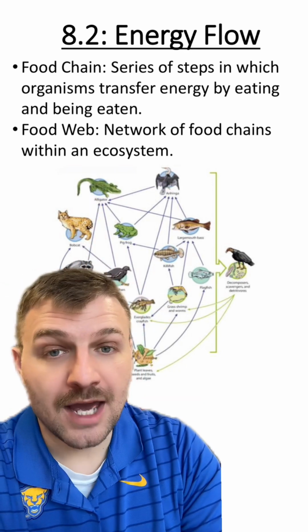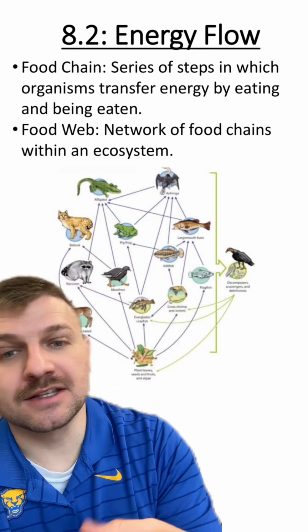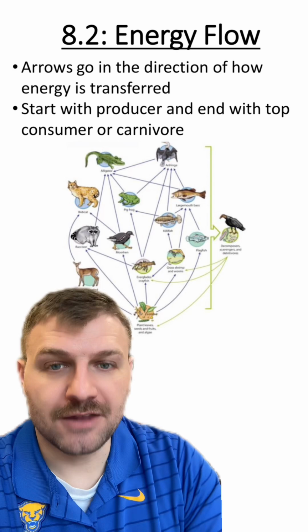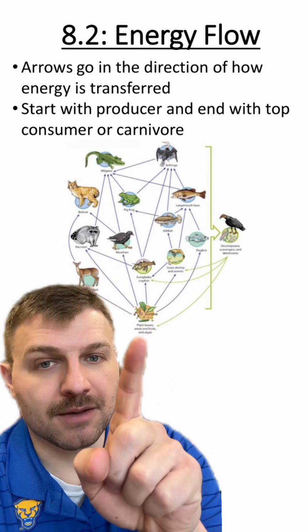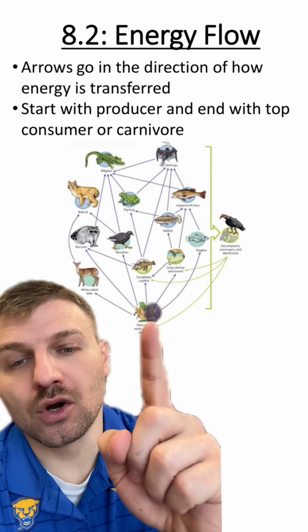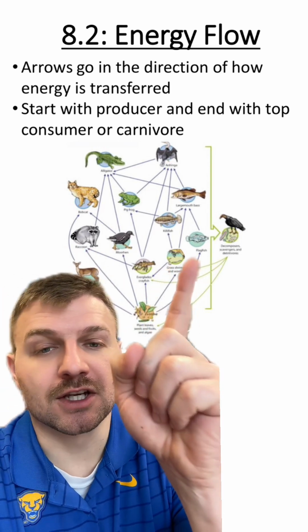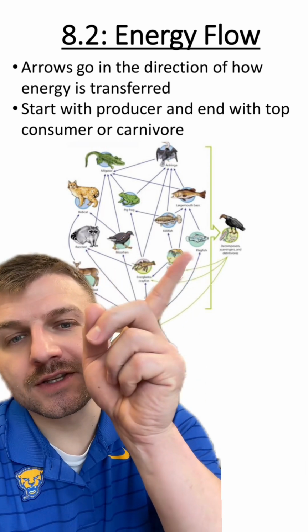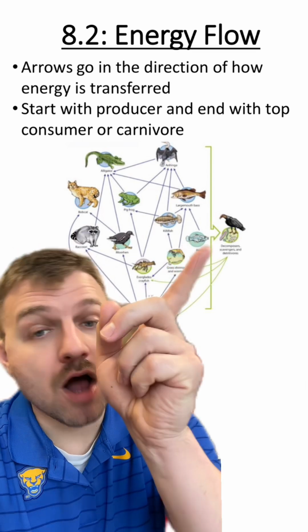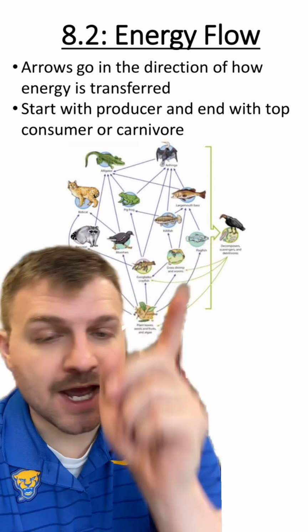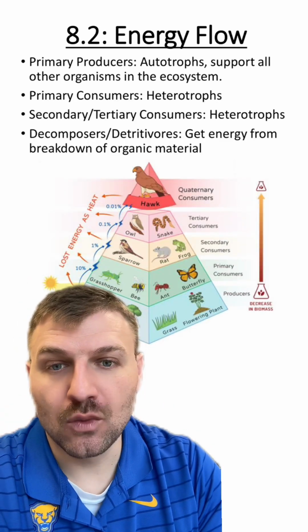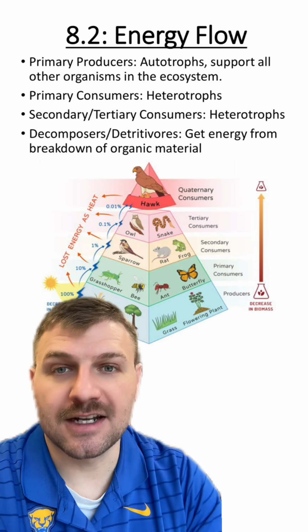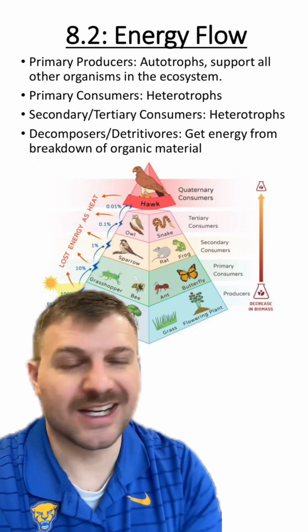Now, a food web is multiple food chains put together. Typically, these food chains and food webs start with the producers down here at the bottom. As you can see, the arrows are all going away from the producers to the consumers. On the right-hand side, you can see this arrow showing that all of these organisms are going to be broken down by the decomposers. Now, within these different food chains and food webs, we have different ways to identify how species are eating one another.